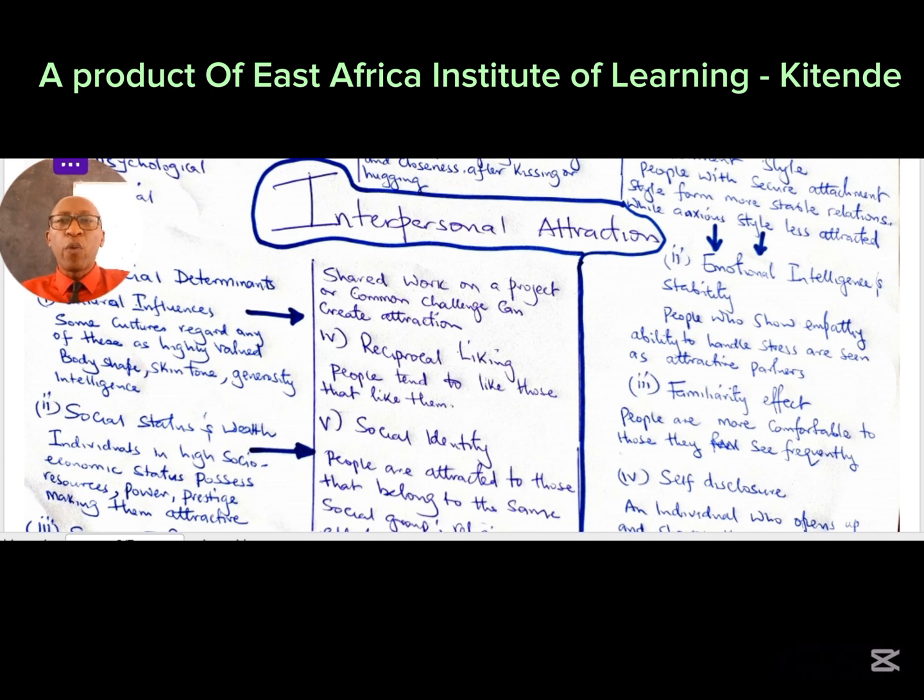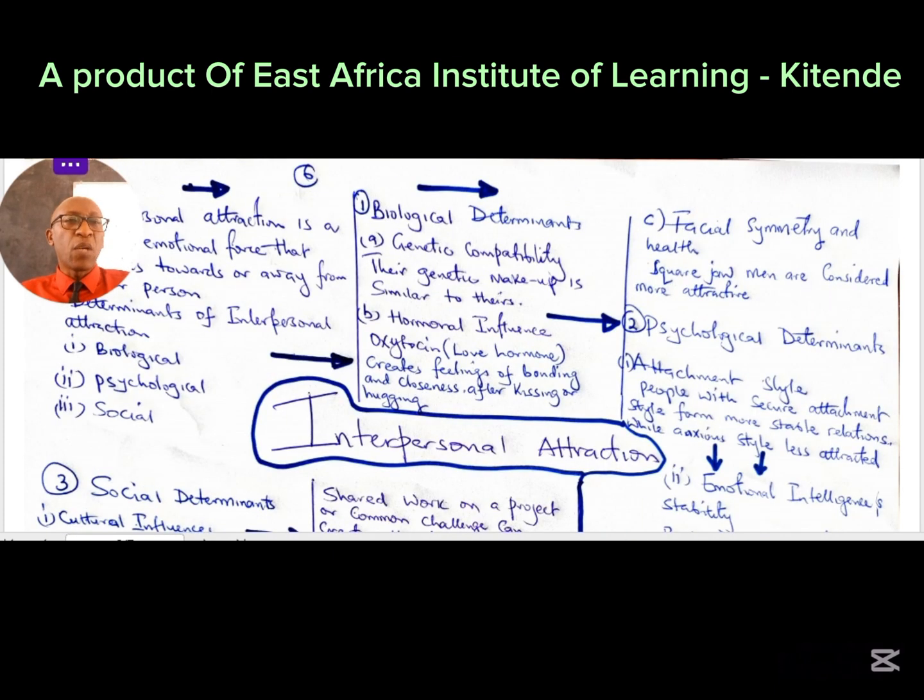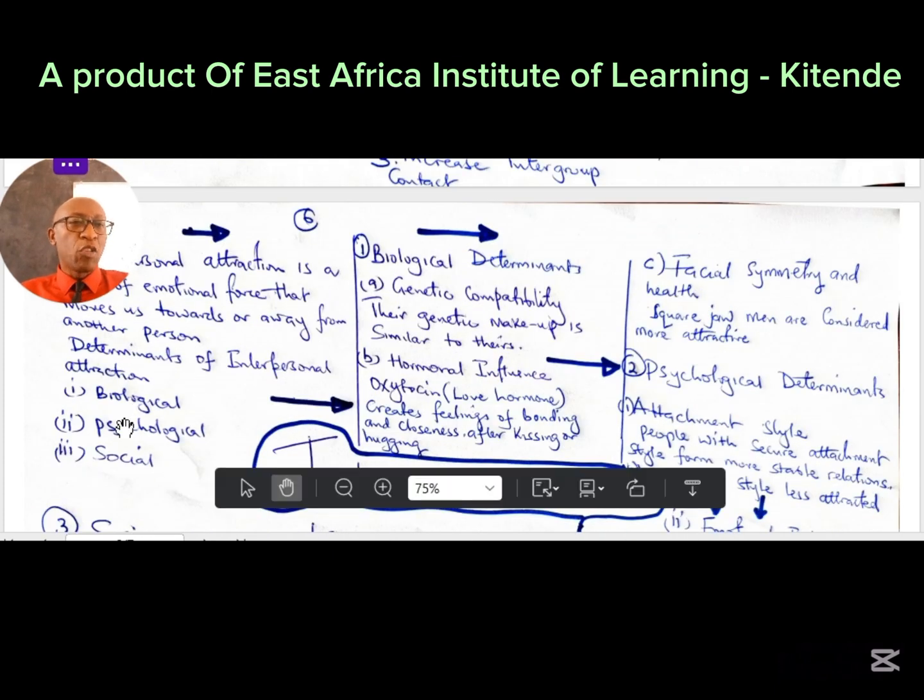So we've gone through those different factors that determine interpersonal attraction. And I hope you will recall the three that we have digested: biological, psychological, and social.